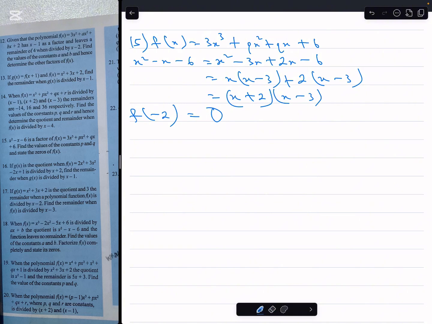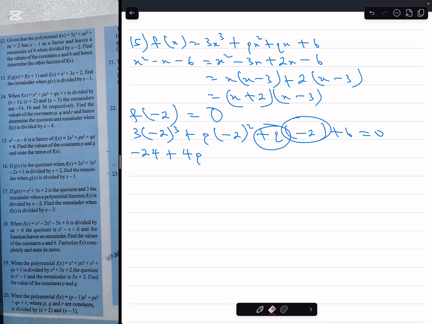And what is f of minus 2? That's 3 times the cube of minus 2 plus p times the square of minus 2 plus q times minus 2 plus 6, and that's equal to 0. The cube of minus 2 is minus 8 times 3, that's minus 24. The square of minus 2 is 4 times p, that's plus 4p. q times minus 2 is minus 2q. So minus 24 plus 4p minus 2q plus 6 equals 0.